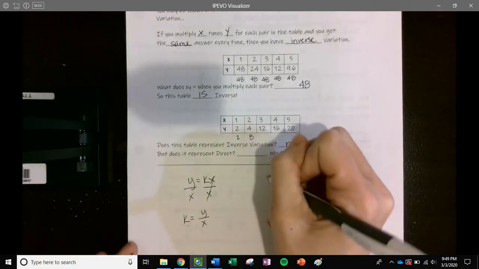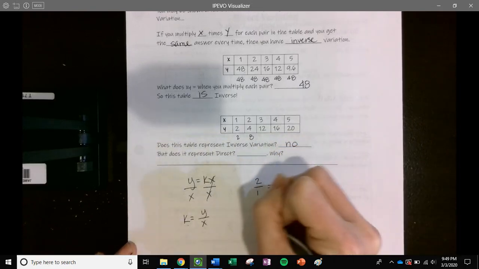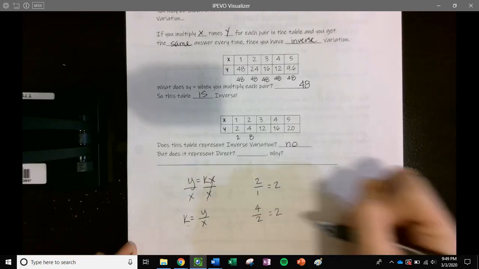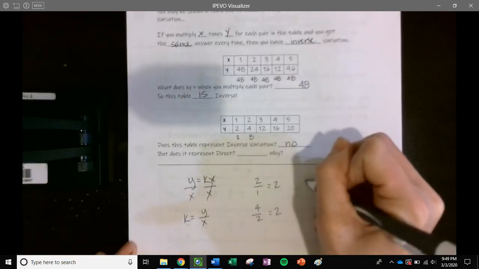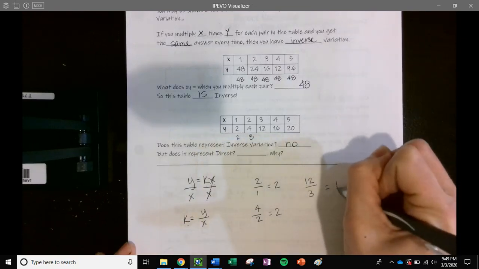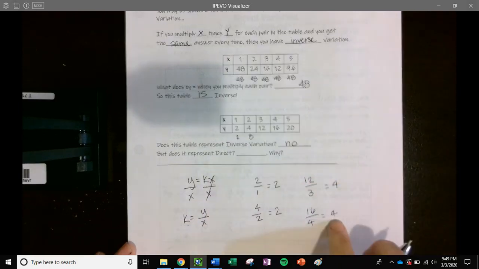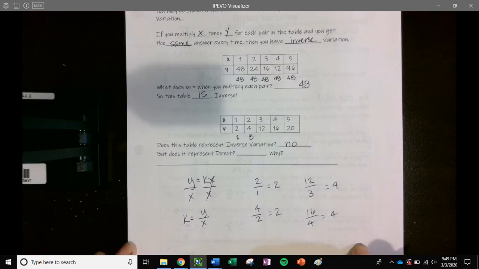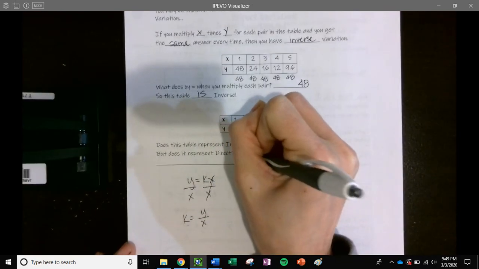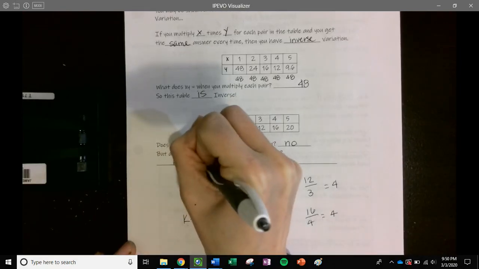So let's try it out. My y value of 2 divided by 1 is 2. My y value of 4 divided by 2 is also 2. So far, so good. But I don't know. My y value of 12 divided by 3, well, that's 4. 16 divided by 4 is also 4. We do not have the same k value here. We do not have the same constant. So no, this does not represent direct variation. Why? There's no proportional change.